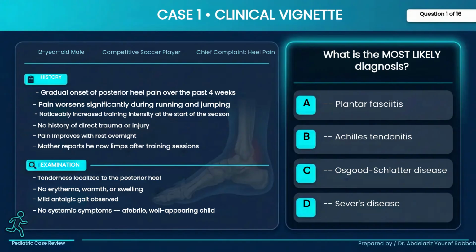Examination: tenderness localized to the posterior heel. No erythema, warmth, or swelling. Mild antalgic gait observed. No systemic symptoms. Afebrile and well-appearing. What is the most likely diagnosis? Option A: plantar fasciitis. Option B: Achilles tendonitis. Option C: Osgood-Schlatter disease. Option D: Sever's disease.